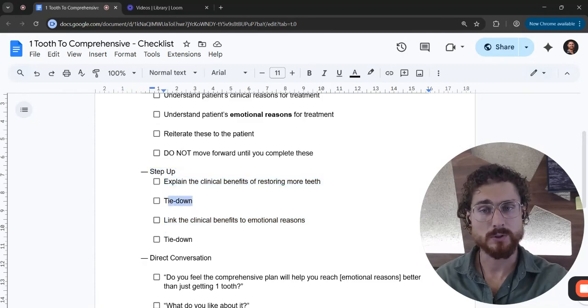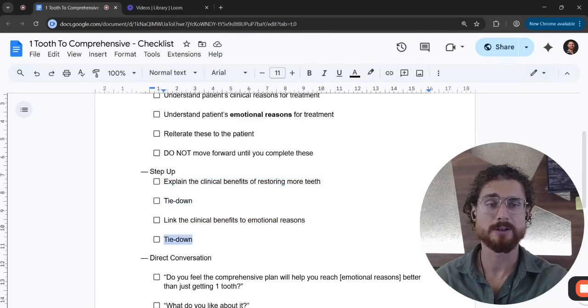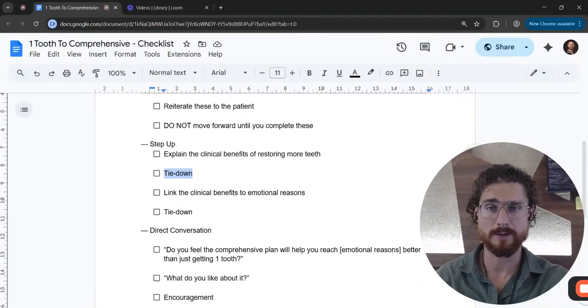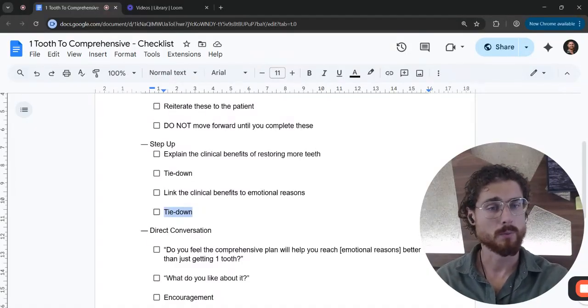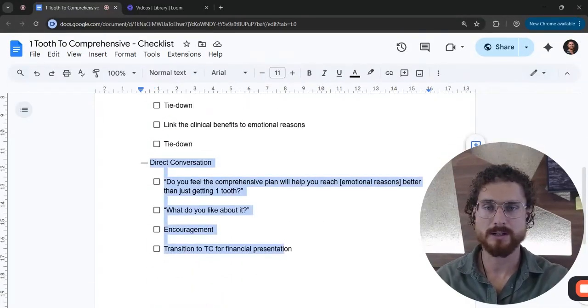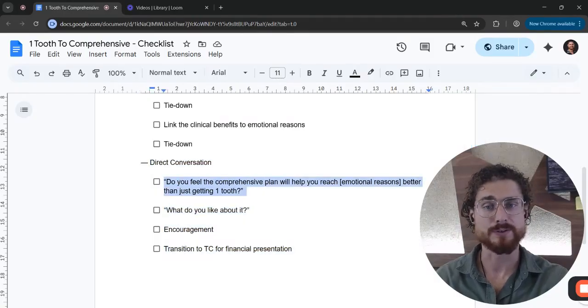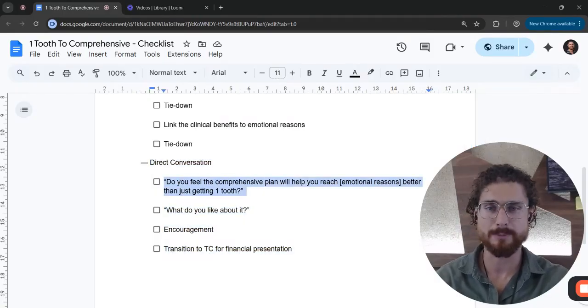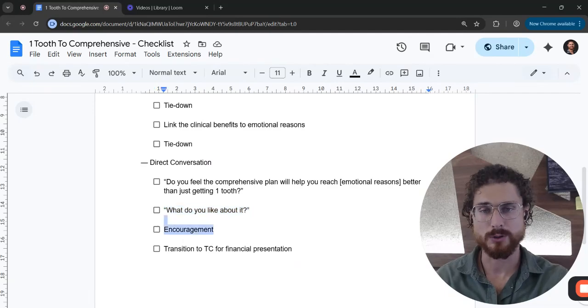And then we are critically getting the patient to explain to us that they see it too. Oh, okay. I see the clinical benefits of your new treatment. Here's why. I see how this would help me reach my emotional goals. Here's why. We get that by asking them, okay, what makes you think that? What did you understand? And then we're just having the direct conversation. Do you think that this new plan is better than what you just came in for today? Right? If you say yes, we're going to lock it in by asking them what they like, encouraging them, and then moving them to the treatment plan.